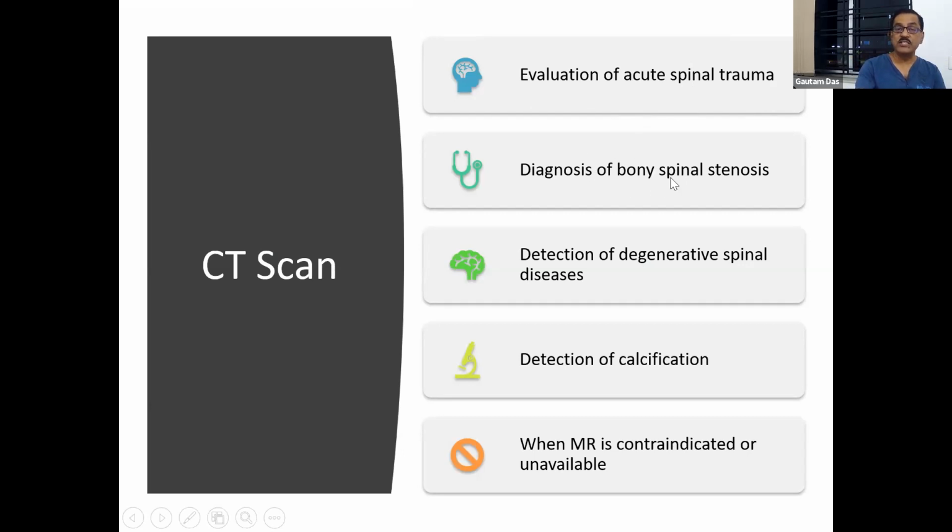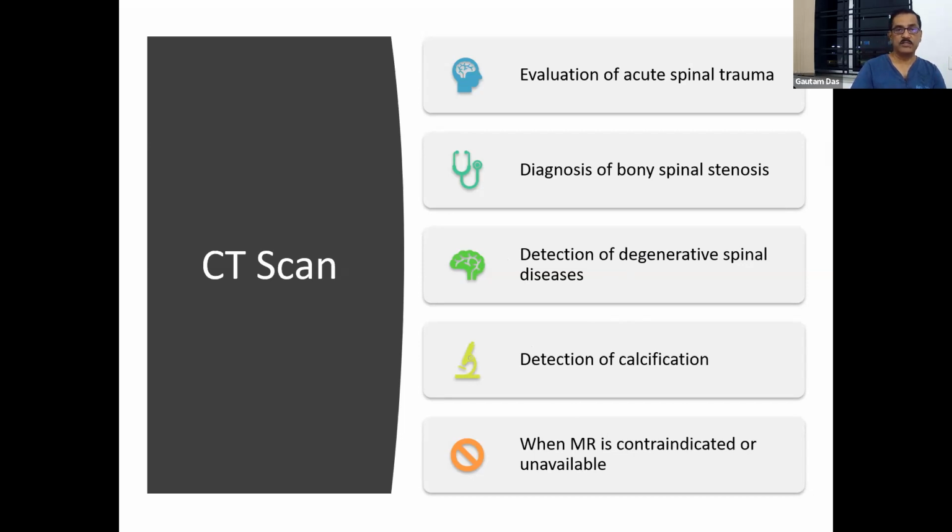Then is bony spinal canal stenosis. That means if there is a listhesis that is causing the spinal canal stenosis, then CT scan is better than MRI. For soft tissue spinal canal stenosis, like ligamentum flavum, like your disc, MRI is better. Then if there is degenerative spinal disease, if there is a calcification, and when MRI is contraindicated, like if there is a metallic implant, a non-compatible metal implant, then we cannot go for the MRI, you have to go for the CT scan.